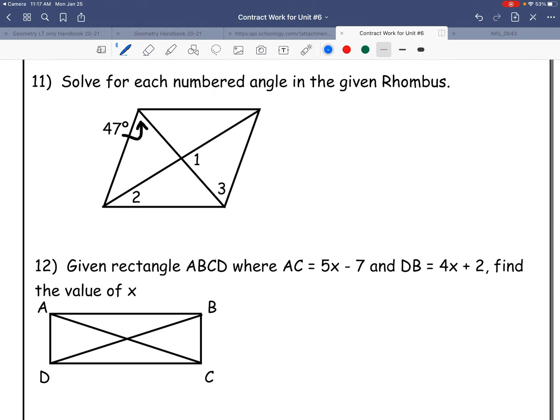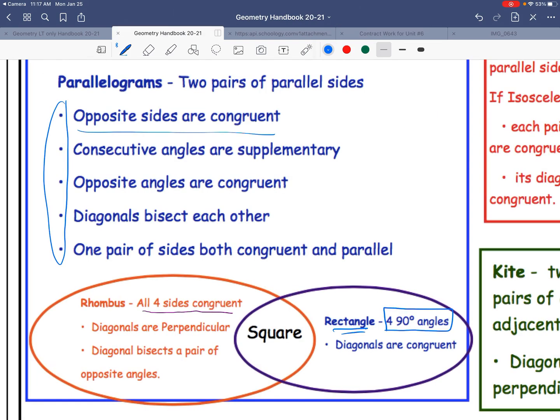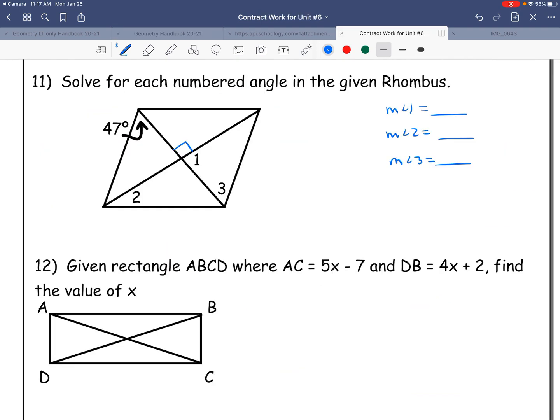Solve for each numbered angle in the given rhombus. So we need the measure of angle 1, 2, and 3. Angle 1 is going to be a 90-degree angle. Rhombuses have diagonals that are perpendicular. It's listed right there in your property page. So 1 is 90 degrees.